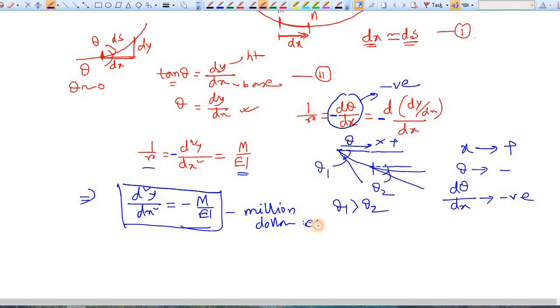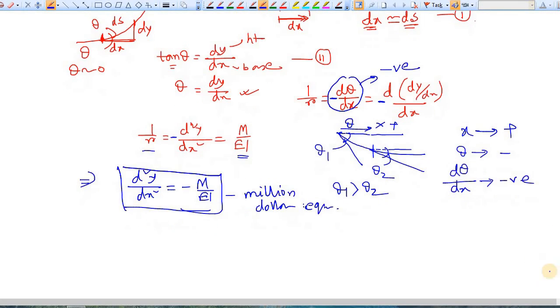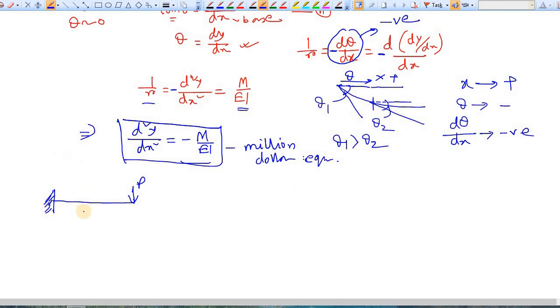Okay, now let's say we have a cantilever beam like this. There is a point load acting at the free end. Length is L. So the question is, what is the deflection at this tip or at this free edge? It will deflect like this. This was your actual beam. The question is, what is this deflection, or what is this y?